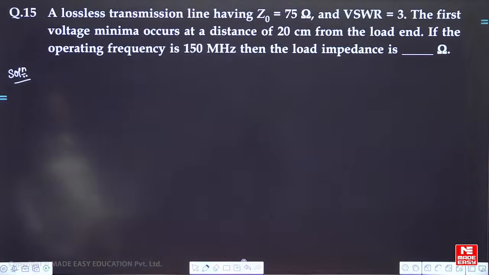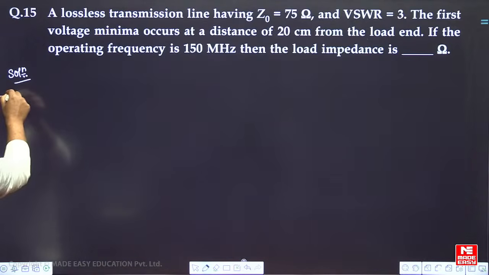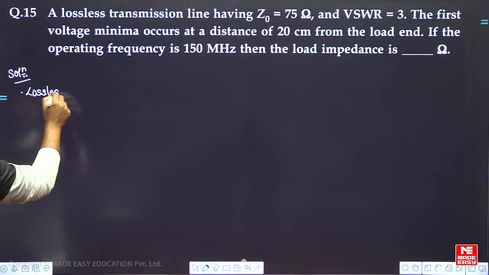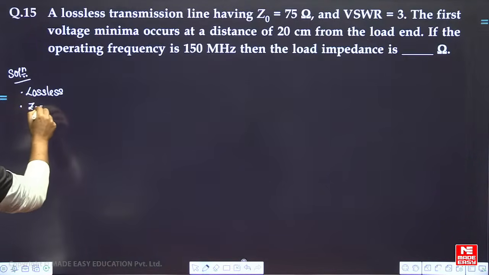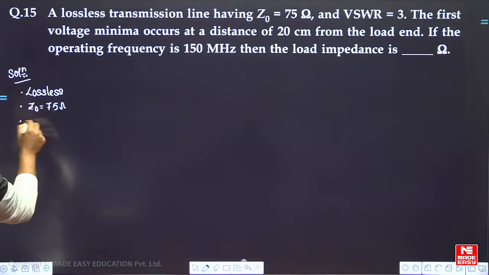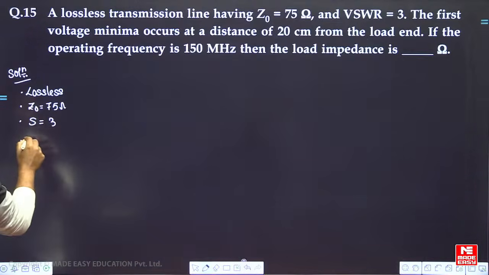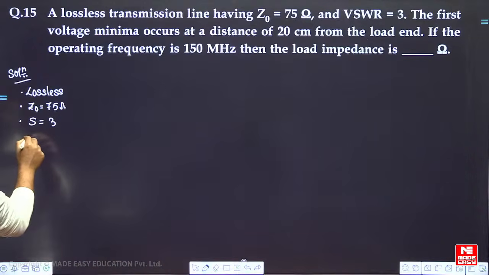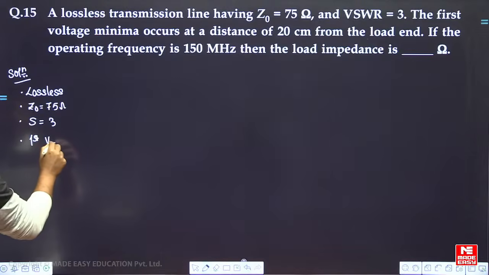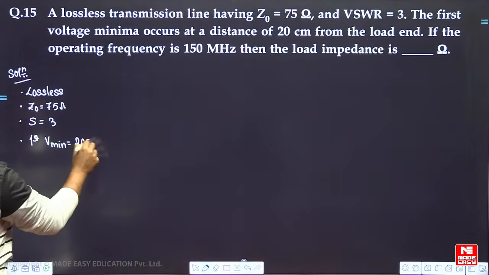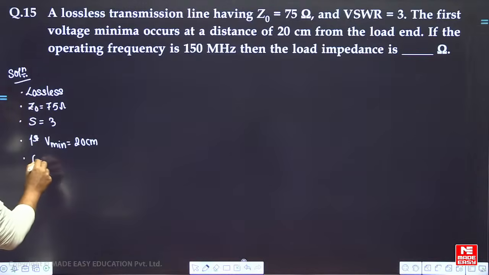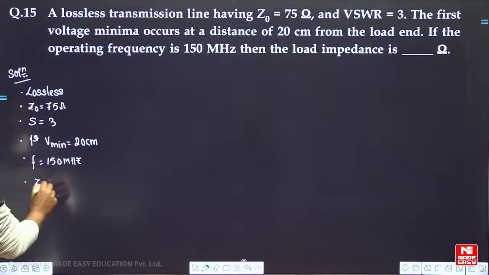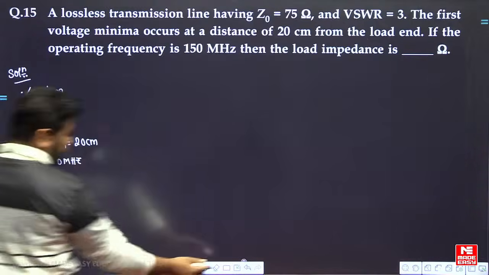So let us solve this question. A lossless transmission line. So what is the characteristic of the line? The line is given as lossless. Characteristic impedance Z0 is given as 75 ohms, and VSWR is given as 3. The first voltage minima is occurring at 20 centimeter from the load end. If the operating frequency is 150 megahertz, they are asking what is the value of load impedance. So ZL is equal to what?